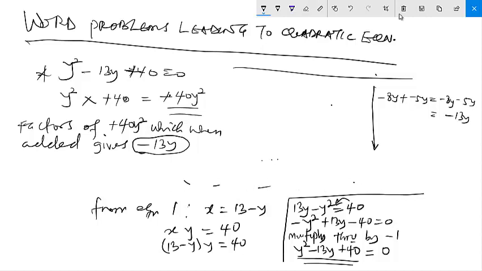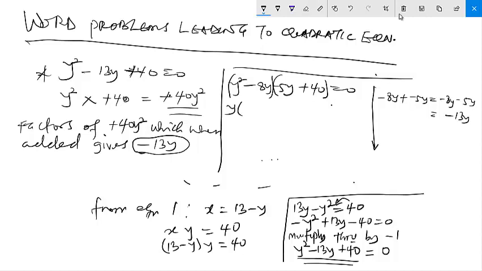So we've gotten the factors to be minus 8y and minus 5y. Therefore, our quadratic equation then becomes y squared minus 8y minus 5y, and we put it in place of the minus 13y, which is our second term, plus 40 equals 0. Then we group into two. So this is one group and this is another group. So what is common? Y squared and minus 8y.